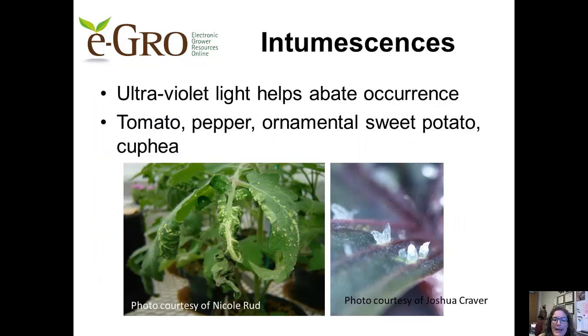One aspect of light that contributes to some physiological disorders is light quality, that is, the wavelengths of light to which the plants are exposed. We now know that when ultraviolet light is blocked out of the production environment, disorders of intumescences can occur on some plant species, such as tomato, you see those bumps in the photo on the left, pepper, ornamental sweet potato, which you can see in the photo on the right, and Cuphea. These growths are sometimes called edema, but in fact they're different, and the best term is intumescence.